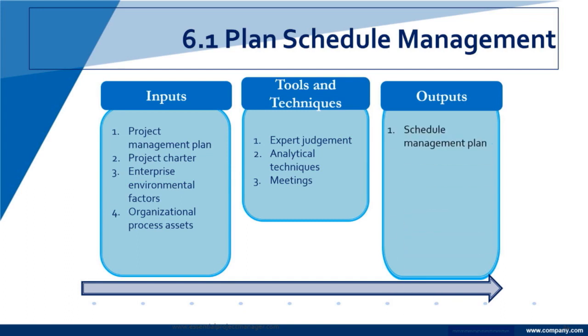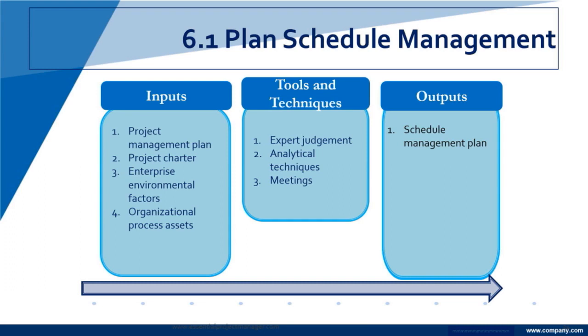So our outputs are our schedule management plan. Realize we're not doing any scheduling yet. Not one thing is on a schedule. You may have 15 distinct items that you have to create in order for your project to be successful, but you haven't scheduled them yet. You just put together the plan to schedule.